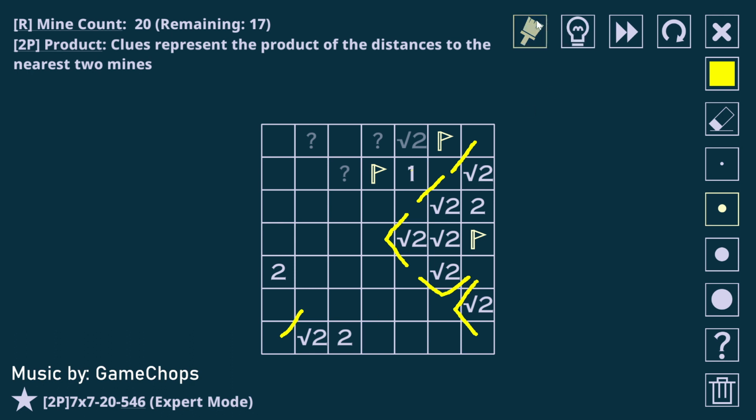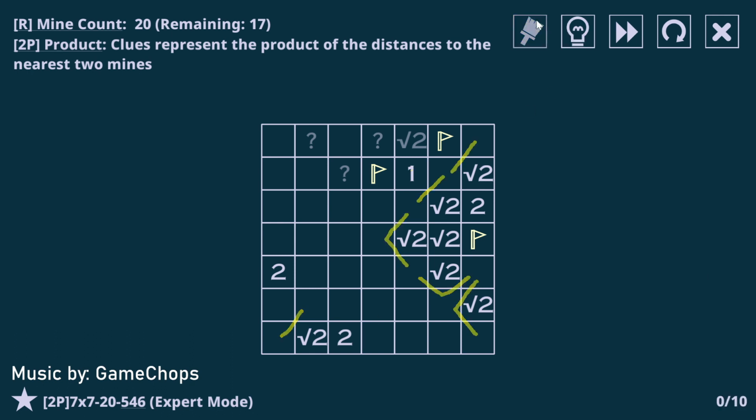2. 2 is either 2 times root 2 again, or it's 1 times 2. Let's see, how can we resolve that? None of them decide to pop up for a bit. Oh yeah, because one of those are mines, it needs another one that's root 2 away. Cool.